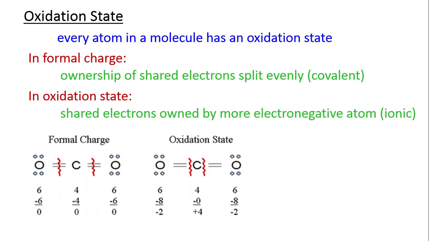Of course, we know that bonds like the CO double bond have some degree of covalent character and some degree of ionic character. So the real situation is what we called partial charges. Carbon doesn't have 0 charge, but it won't have a +4 charge either. It will have some positive charge. Likewise, oxygen is neither 0 nor -2, but it does have some negative charge.